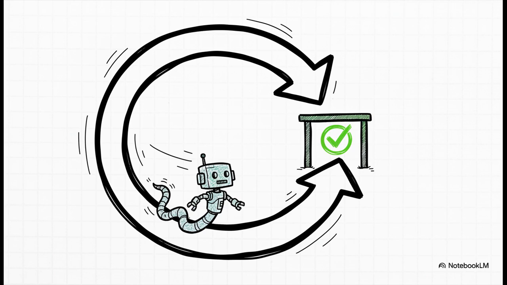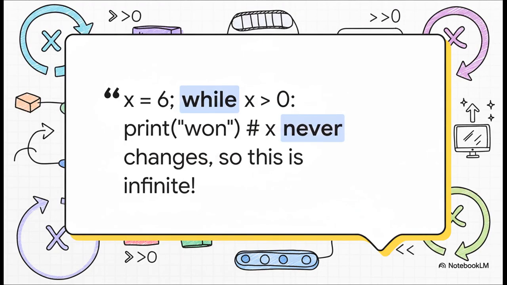If that condition never becomes false, you create something that every programmer dreads, an infinite loop. Just look at this code right here. We set x to 6. The loop asks, is x greater than 0? Yup, it is. So it prints 1. Then it checks again. Is x still greater than 0? Yes. We never actually change the value of x anywhere inside the loop. So that condition is going to be true forever, and our program will just get stuck right there.